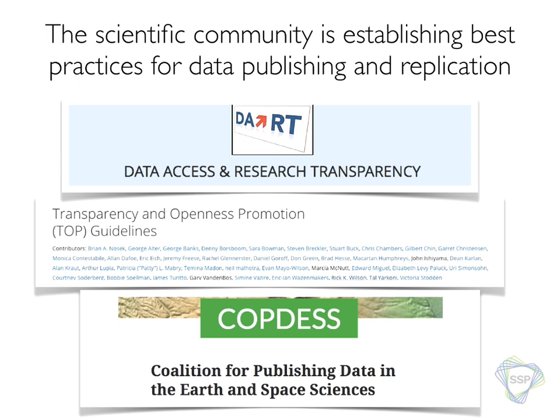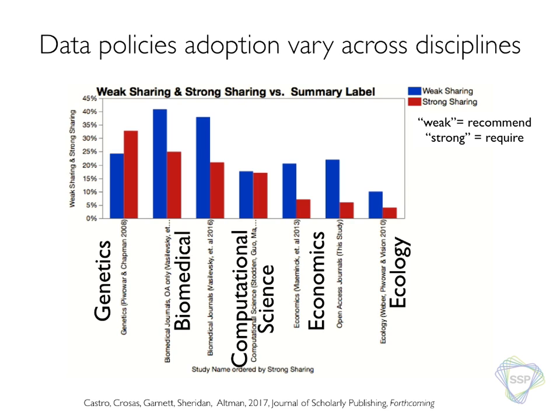This can be seen with groups like, for example, the Data Access and Research Transparency, DART, that is mostly for social science, and the political science community started that. The Transparency and Openness Promotion, the TOP guidelines that the Center for Open Science has defined, which the psychology community has also embraced, and others. And another example is the Coalition for Publishing Data in the Earth and Space Science, or COPDESS. Those are not the only ones, but some of the examples.